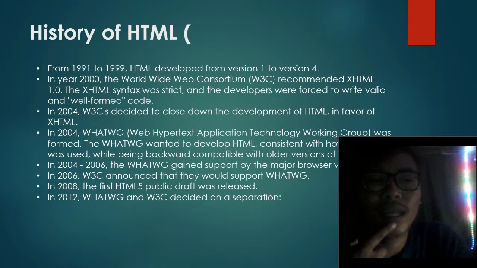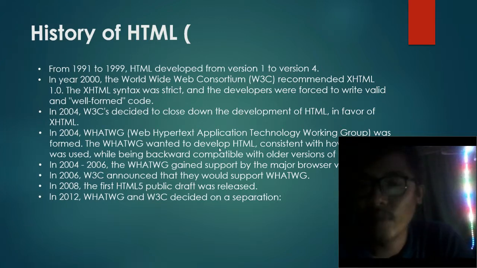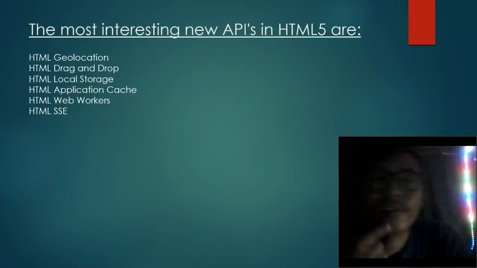In 2008, the first HTML5 public draft was released. So now we are using HTML5, and hopefully in the future they will launch another, newer version also. In 2012, WHATWG and W3C decided on a separation. Okay, so this is the history of HTML. Now we are using HTML5.